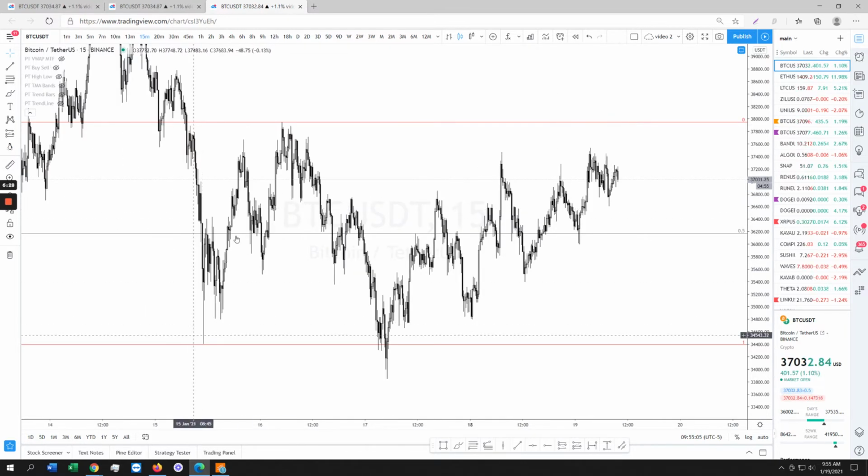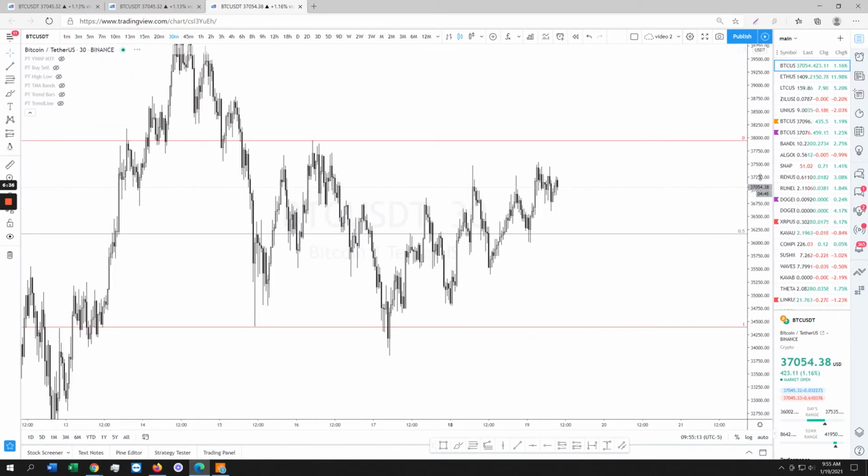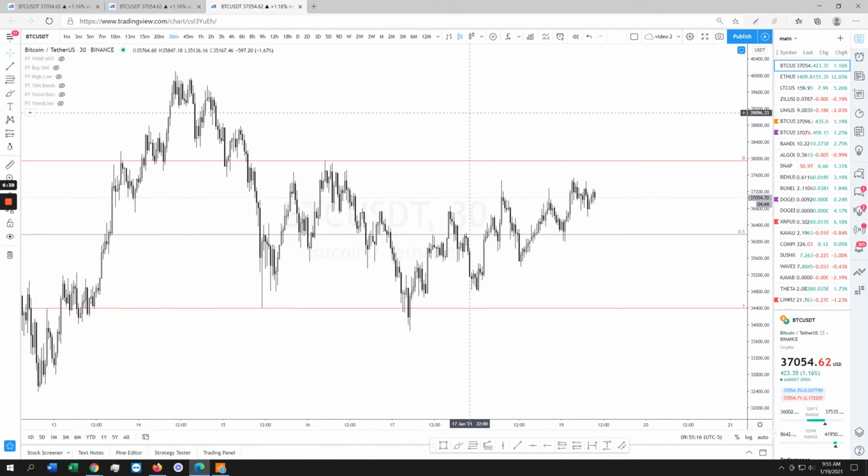The high, the low, swept, didn't sweep. So wait, if I look at it from a 30-minute, hold on a second. Yeah, this is it. Unfortunately, it's big, man. There's nothing we could do about it. This is it. This is the range.